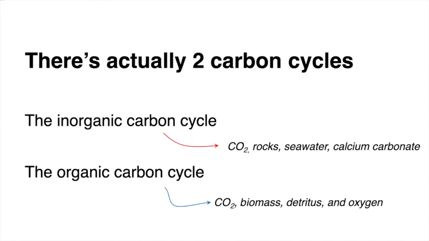We often imagine the carbon cycle as a singular journey of carbon from land, atmosphere, ocean, and back again. But in fact, there's two different versions of this. The first is the inorganic carbon cycle. This is primarily dealing with carbon dioxide, rocks, seawater, and calcium carbonate. And then there's the organic carbon cycle. And that's concerning carbon dioxide again, but its transformation into biomass via photosynthesis, and then the breakdown of that biomass into detritus, and the consequences for oxygen in the atmosphere.